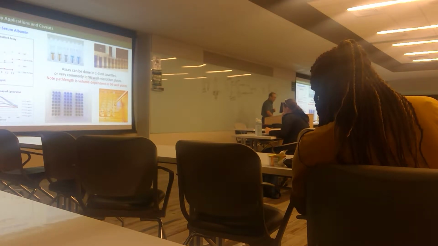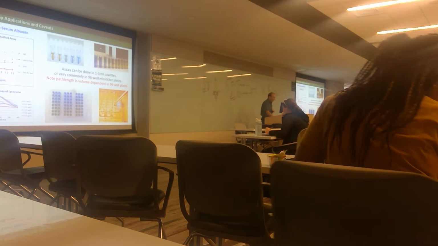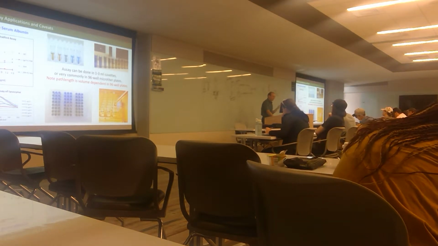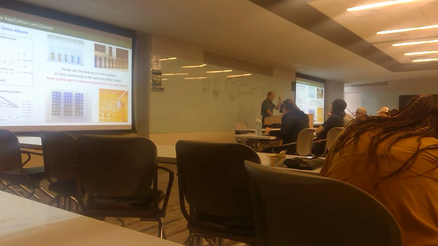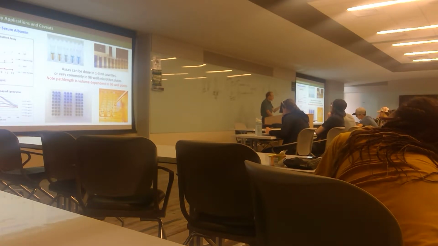Keep in mind when you do a microtiter plate, the pathlength you use depends upon the volume. You put more volume in that well, you create a longer pathlength. Normally you run your standards on the same plate, so you don't have to worry about it. The standards should have exactly the same volume. If the standards have a different volume, they have a different pathlength.